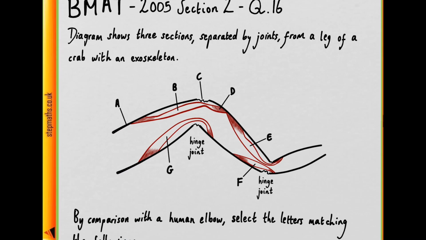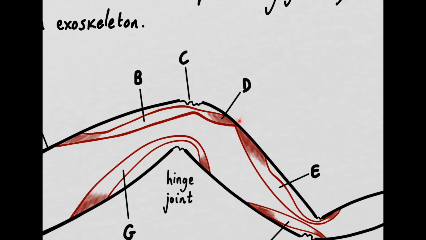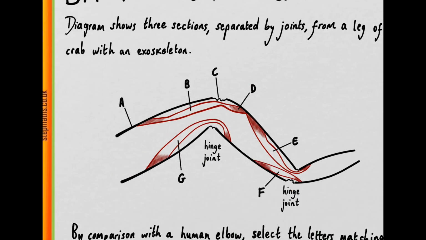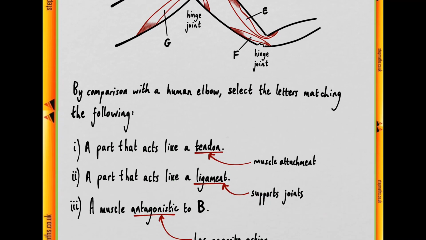The exoskeleton means that the skeleton that we would have internally, like a bone running through the middle of our limb, is going to be on the outside. So the bone, de facto, is going to be the outside, and that's what D is representing, the muscle feeding into. So D acts like a tendon. So we've got one part of our answer.